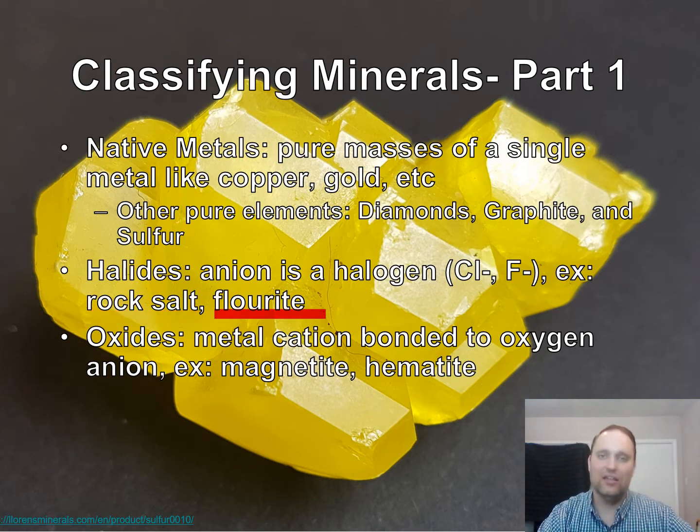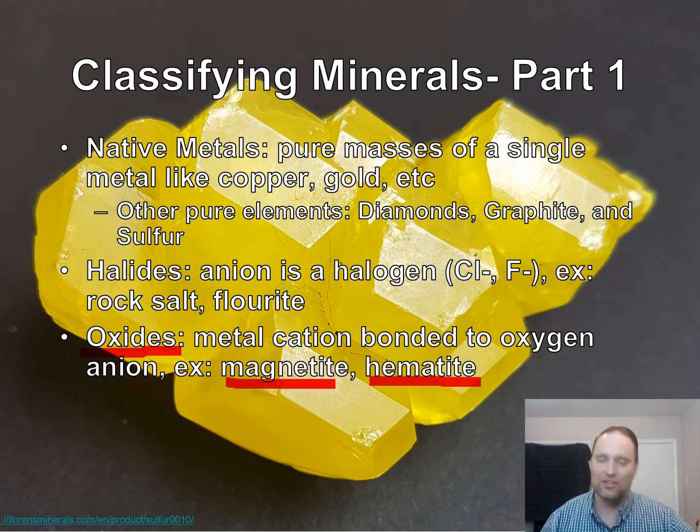Now, oxides, of course, it shouldn't be too hard to figure out what is acting as the anion here. It's oxygen. And so basically, the oxides are just different examples of rusted or corroded metals. And so we have, of course, hematite and magnetite. These are 2 examples of oxides of iron.